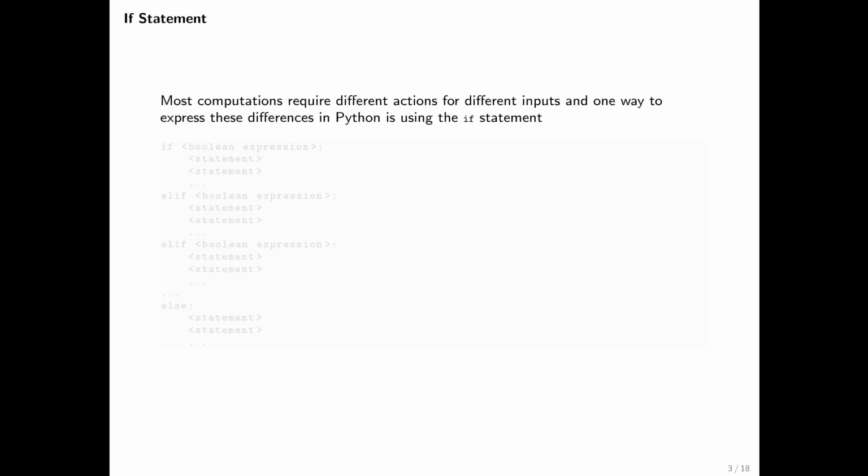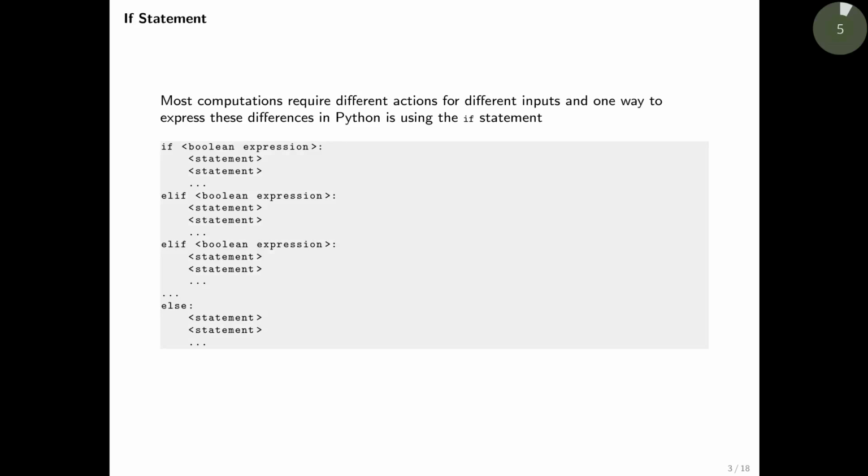Now, applications typically require different actions to be performed for different inputs. And one way to express these differences in Python is using a conditional statement such as the if statement. Here is the most general syntax for an if statement in Python. You have the keyword if, followed by a Boolean expression, followed by a colon, and then you have a block of statements. A block is specified in Python by indenting the statements by some number of spaces. So all these statements make up a block.